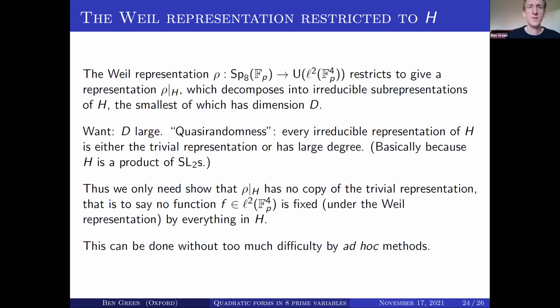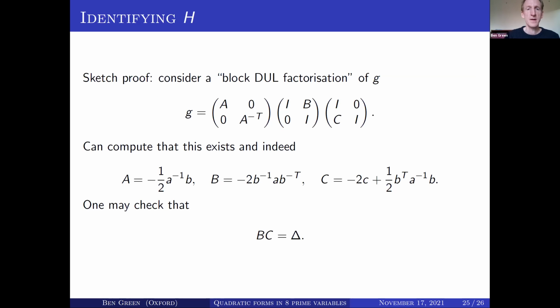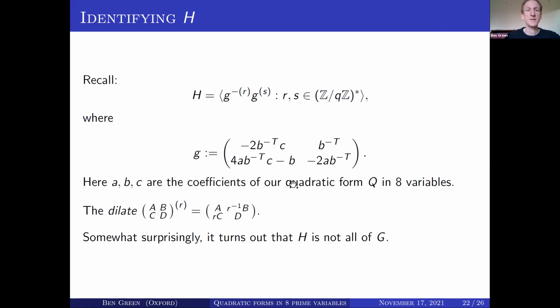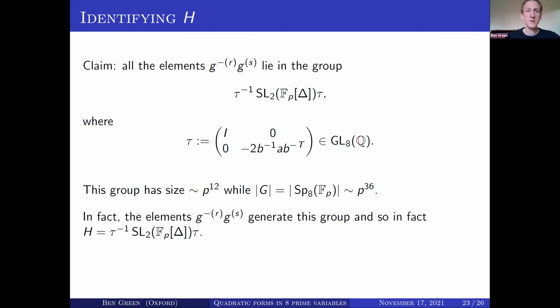Okay, so just in the last couple of minutes, I want to briefly explain where this group H comes from. So this is the key observation. Let me just go back to the task. So this is the task. G is some symplectic matrix here, and I want to look at the group generated by all the G to the minus r's, G to the s's, where this means the dilates. So why are those restricted to a subgroup?